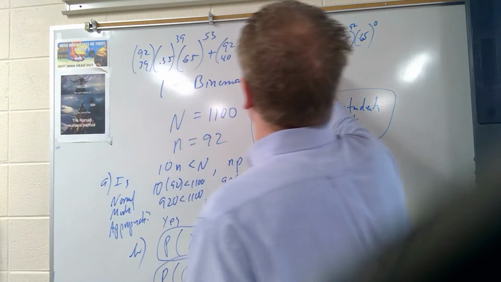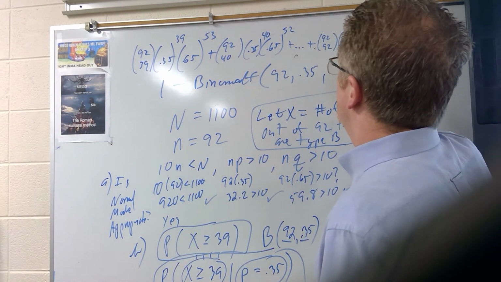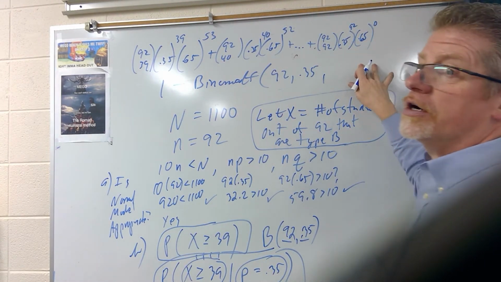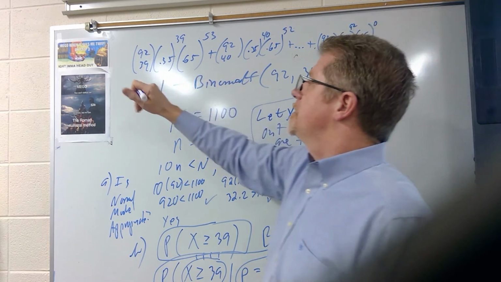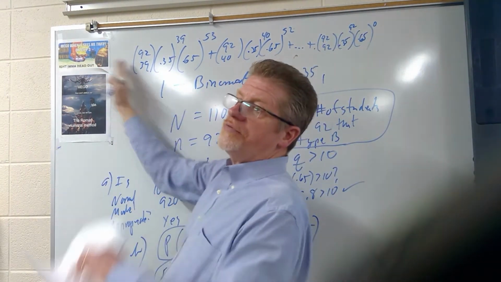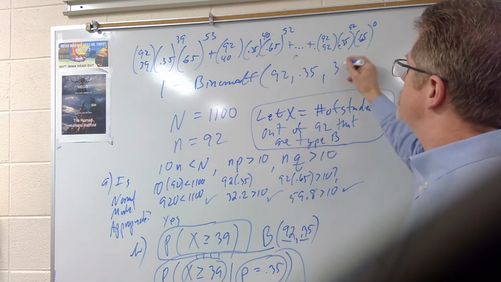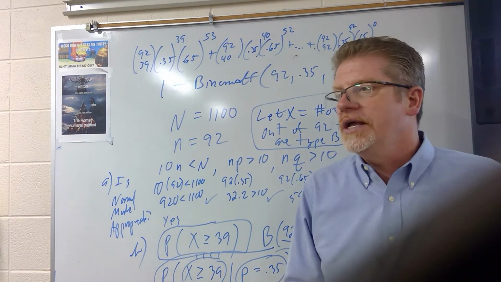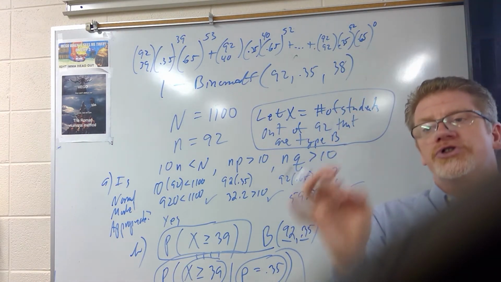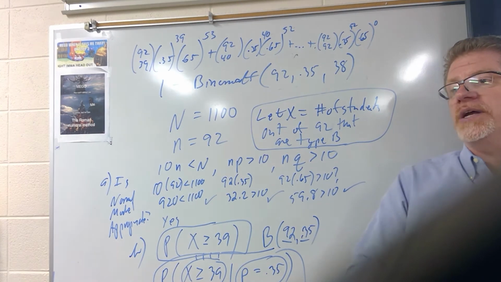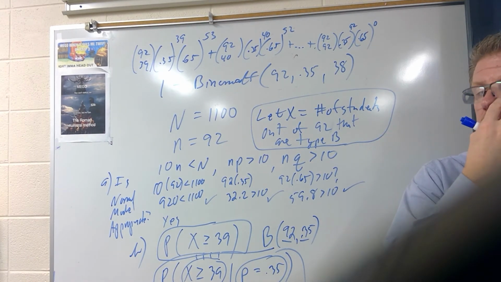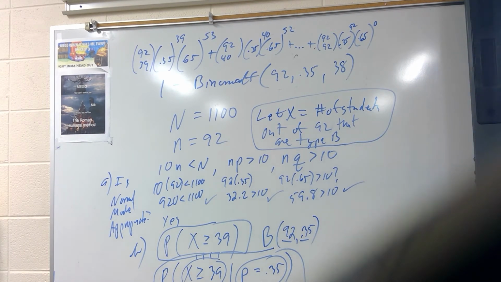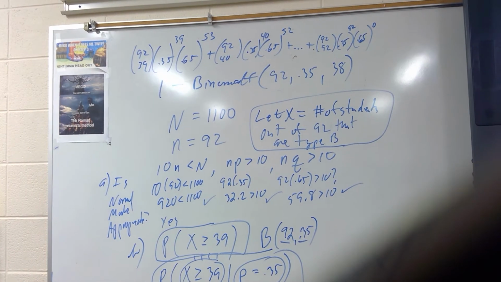So instead of going from 39 to 92, we're going to take 1 minus binomcdf of N is 92, P is 0.35, and the last number on the right of the interval is 38. So type that into your calculator. And yeah, it's crucial that you know how to get that triplet of numbers using N, P, and K. So type that in. I'm going to pause while you type.